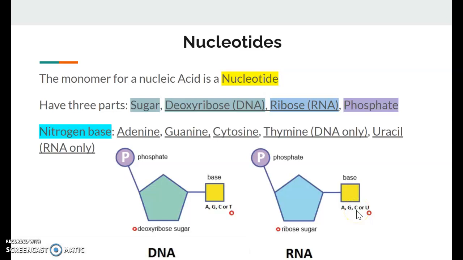Okay, so there are two differences, well, more than two, but based on this, there are two differences between DNA and RNA. DNA has a deoxyribose sugar, and DNA has a thymine, while RNA has a ribose sugar and a uracil.